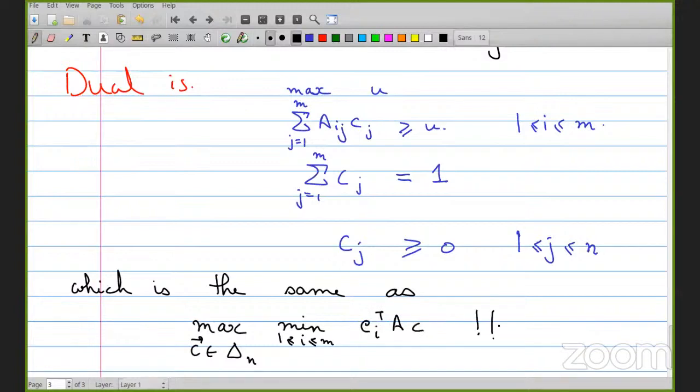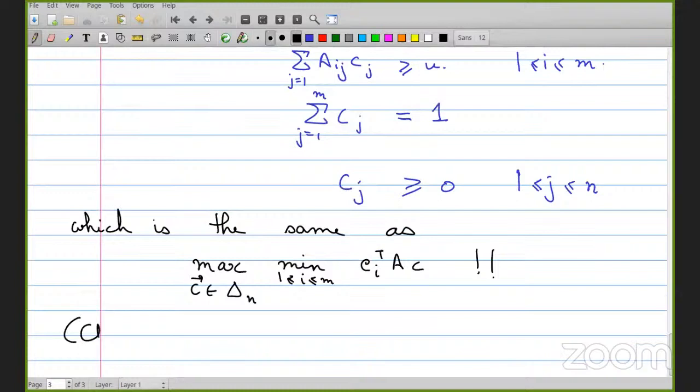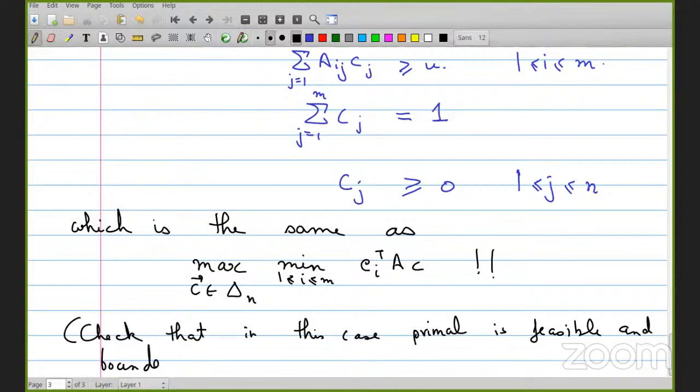So we are done using LP duality, except there's one thing left. Remember the duality theorem had conditions. It had these conditions that p star equals d star, provided that both the primal and the dual are feasible. Right, but in this case they are feasible. So it's a check that it is feasible and bounded. Check that in this case. Actually, usually we just need to check for the primal. The primal is feasible and bounded, so that p star equals d star for this one.